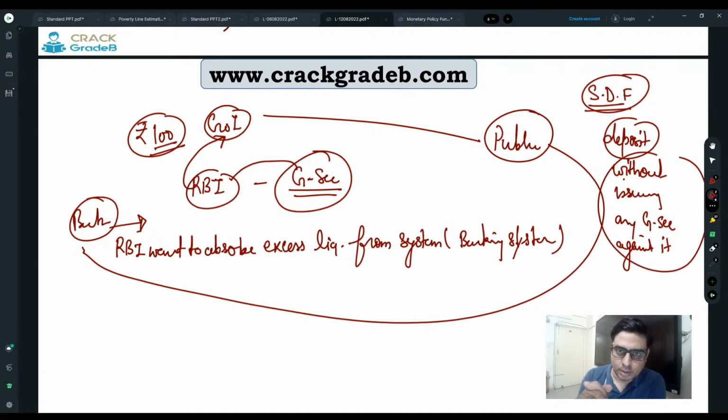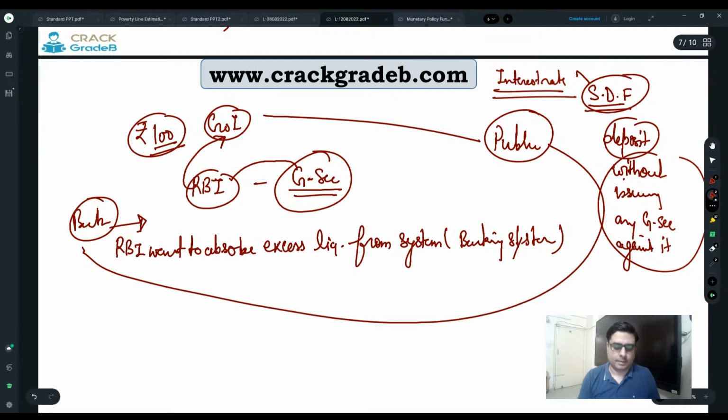So RBI will accept that money, and hold that money, and because it is accepting the deposit, RBI has to pay what? RBI has to pay interest. Why is RBI paying the interest? Because RBI is accepting the deposit, and RBI is not issuing any government securities. So the government is not liable. Who is liable to pay the interest? Reserve Bank of India, right?